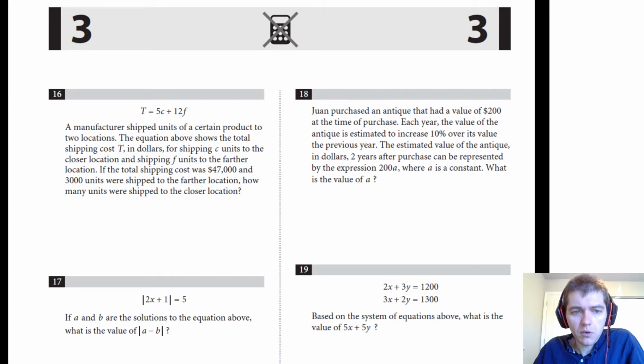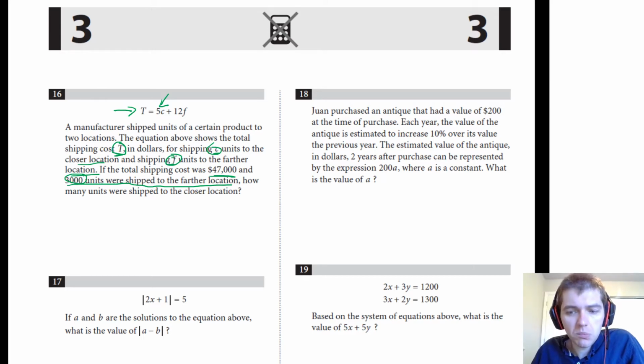Problem 16, they give you an equation up front and say a manufacturer ships units of a certain product to 2 locations. The equation above shows the total shipping cost T in dollars for shipping C units to the closer location and F units to the further location. If the total shipping cost were $47,000, so they give you T, 47,000, and 3,000 units were shipped to the further location, so F is 3,000, how many units were shipped to the closer location? That's C. So they're basically looking to solve this equation for C.